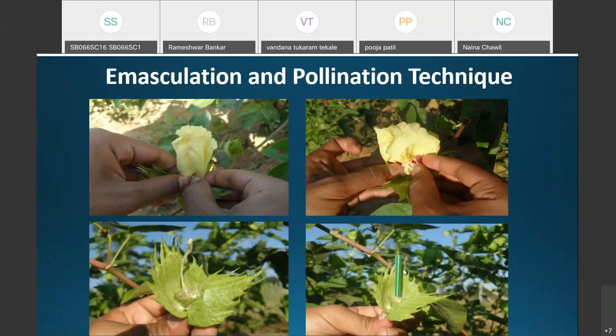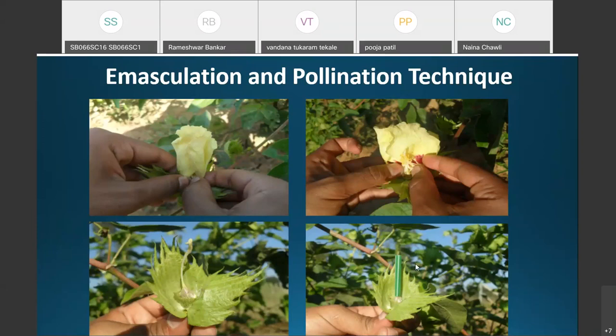Then here you can see the exposed bracts. These bracts are pulled up around the soda straw and wired tightly.